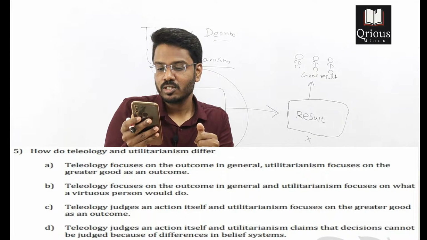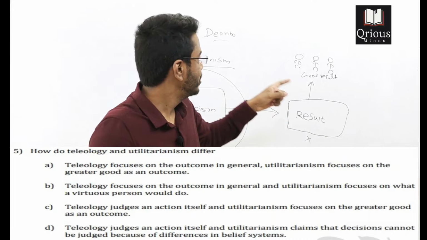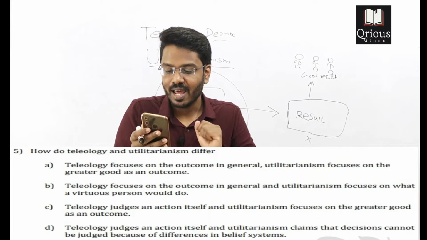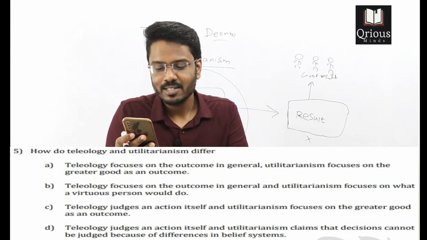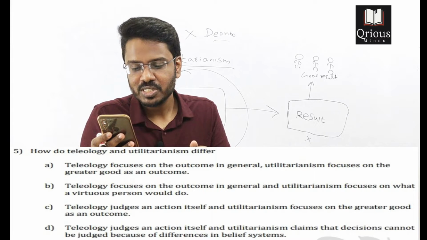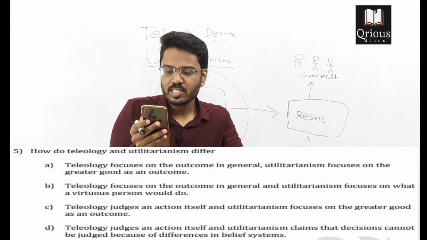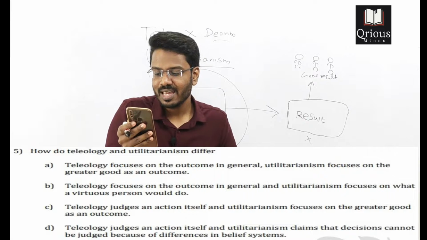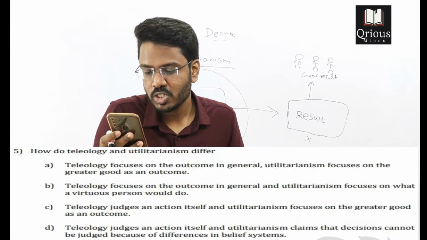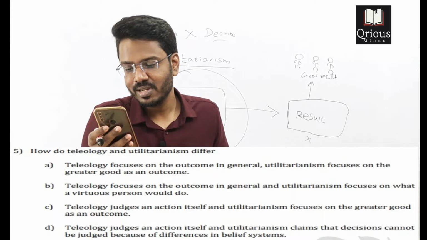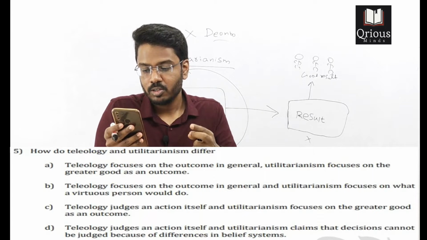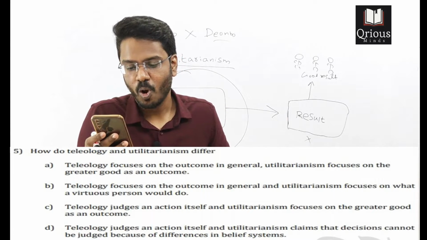Teleology judges an action itself. It's not teleology, it's deontology that judges an action itself. So that is also wrong. Option D, teleology judges an action itself, and utilitarianism claims that decision cannot be judged because of differences in belief system. There are 2 things that are wrong in this option.